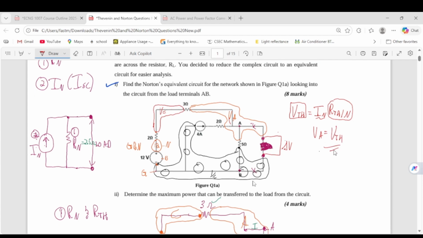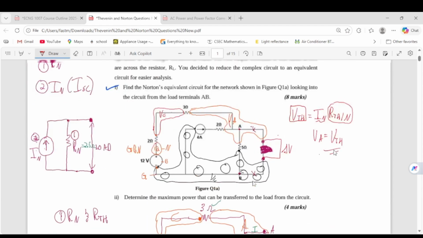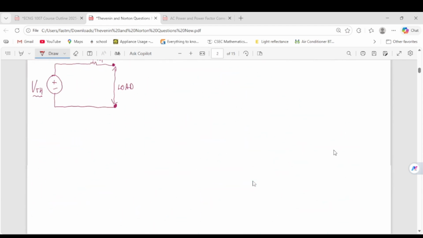So let's go through some nodal analysis. So let's redraw these circuits. So we basically have A going up.